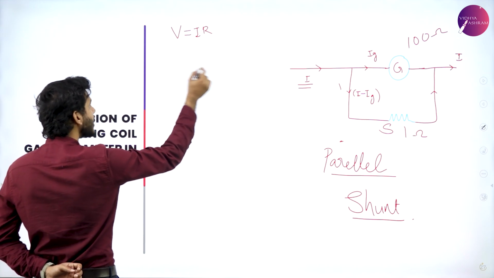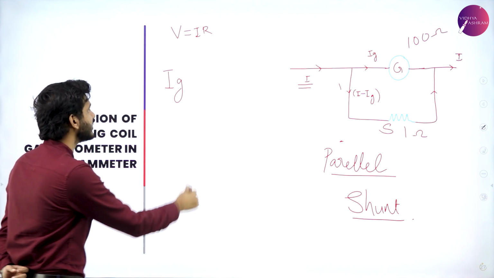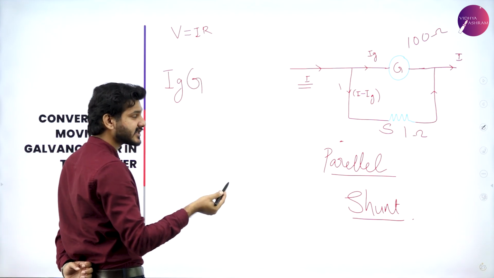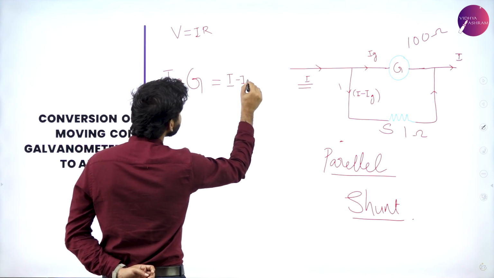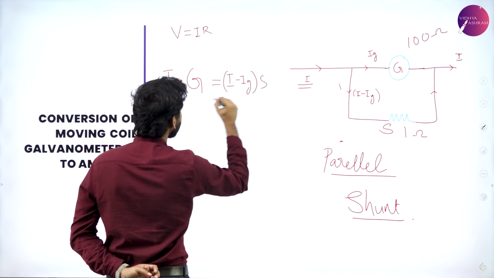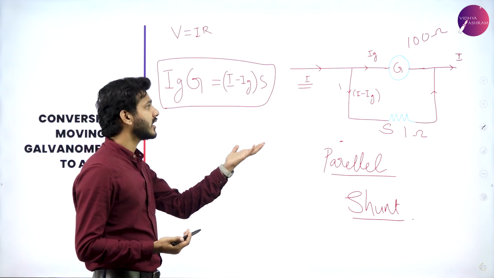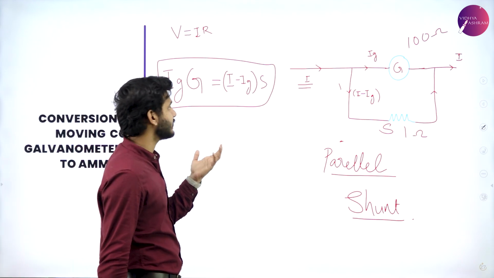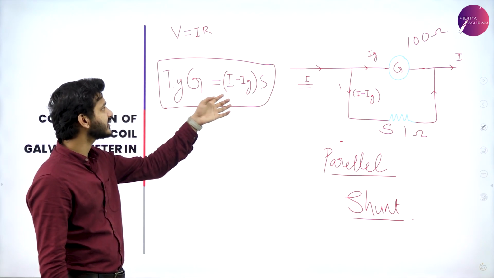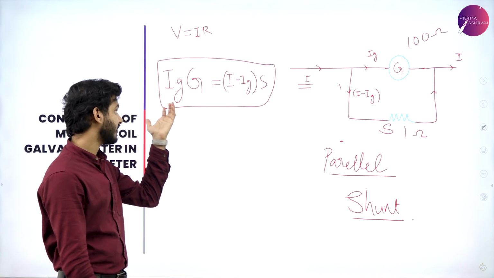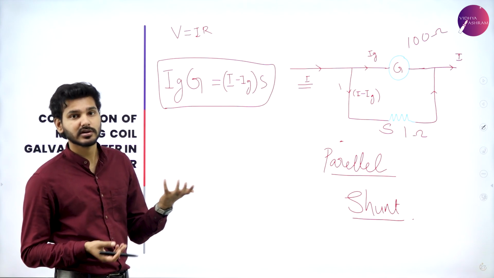So we can just say that Ig, the current passing through the galvanometer, into the galvanometer resistance G will be equal to I minus Ig into S. Now we can understand how we get the formula to build an ammeter using a moving coil galvanometer. We can find out the small amount of resistance needed if we know the current passing through and the galvanometer resistance, or if we know the resistances, we can find the current flowing through that particular circuit.